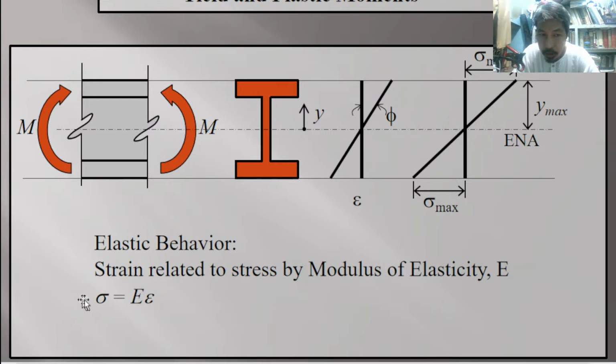Notice this is the independent variable, and this is the dependent variable. This is just y is equal to E times x, the equation of a line. Y is equal to mx, where m is the slope. So m is equal to E, and that is the slope.